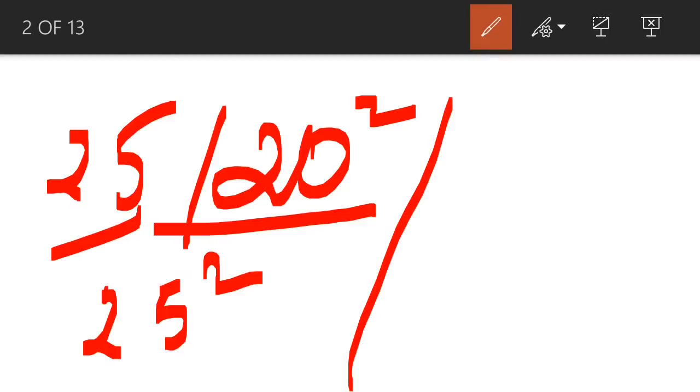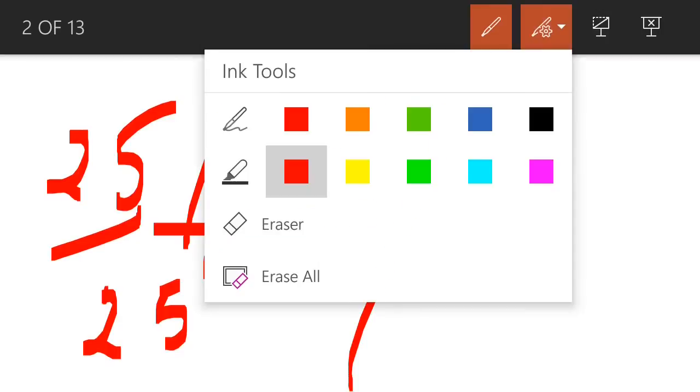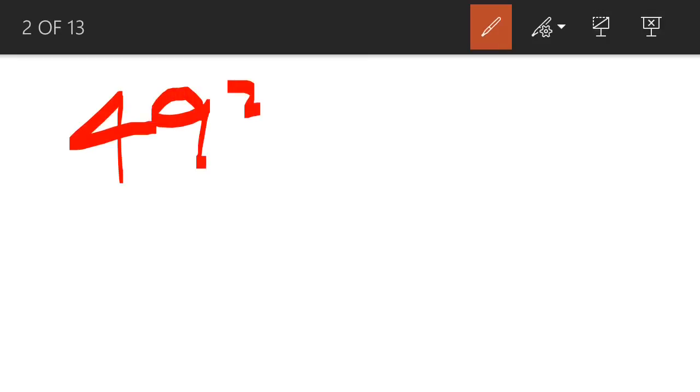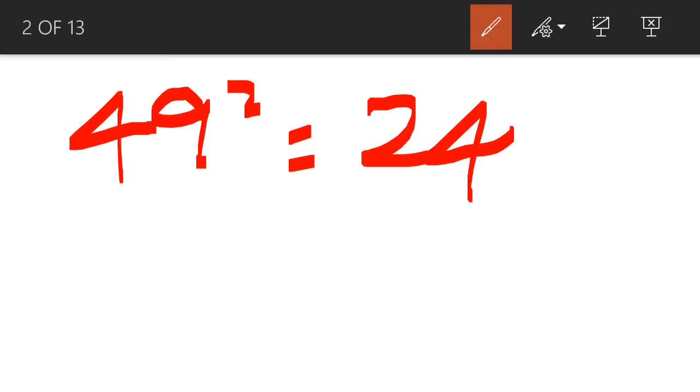Let's take an example for today's session to square a number which is near to 50. I'm taking 49 square. Can you solve the question by seeing it? The answer is 2401.